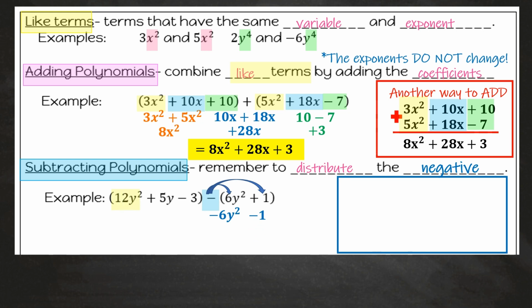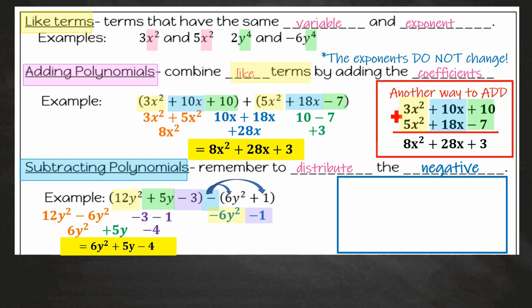Now we're going to start combining our like terms. So 12y squared minus 6y squared, and we get 6y squared. There is not another y term, so we're just going to leave the positive 5y alone. And then we have negative 3 and our new negative 1. So negative 3 minus 1 is a negative 4. So we get 6y squared plus 5y minus 4. Again, this is in standard form and cannot be simplified any further.